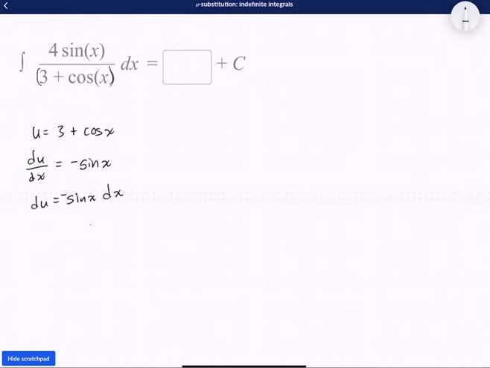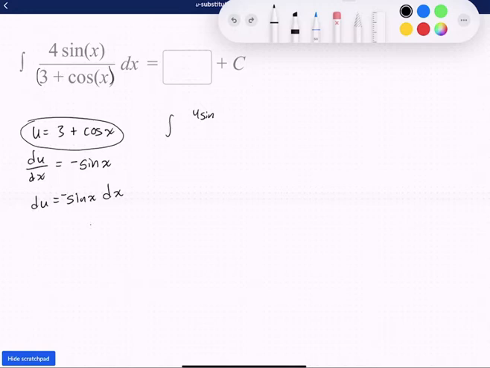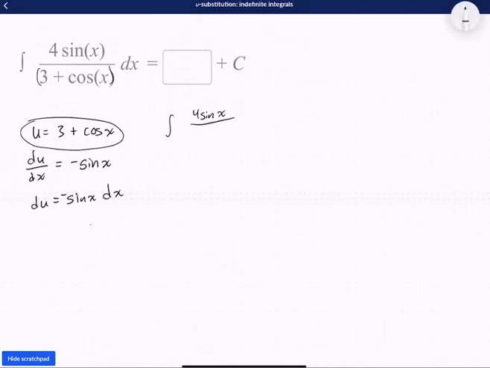Now, we are going to need a little bit of a manipulation up there because I do not see a negative sine x dx, okay? So to help you guys see what I'm seeing, first, let's go ahead and sub in our u to see what we got. We have 4 sine x on top. Let's kind of redo that guy. 4 sine x on top. On the bottom, we have a u, and then we have our dx.